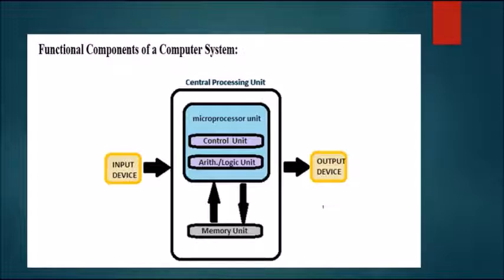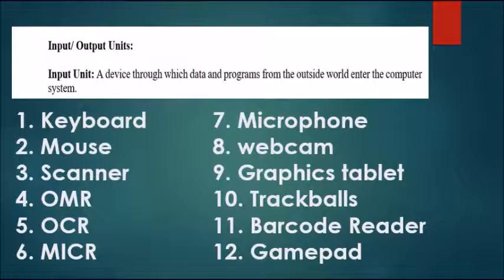Now most of the ALUs have a small amount of special storage units. These are known as registers and they can be accessed faster than main memory. There is also a memory unit present in a computer system which is used to store the data for future use. Now we will be studying what are input and output units and the types of input units.